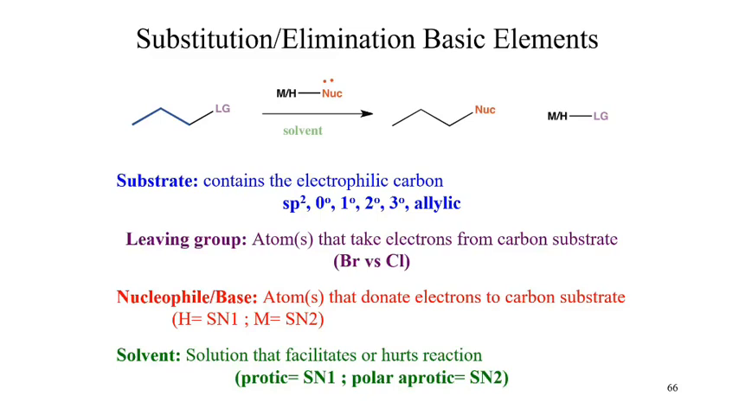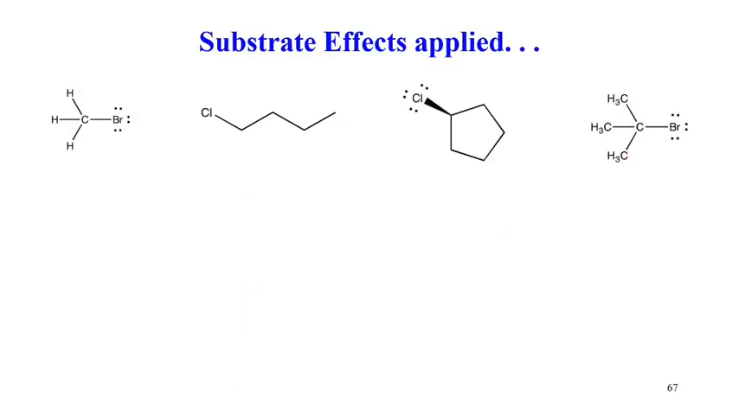So, here's our substitution and elimination, our basic components. What we're concerned about are the individual aspects behind these that would allow us to shift between one mechanism versus another. So, substrate effects. This is at least new. We want to look at a substrate and be able to decide which mechanism it should favor, or which process it should go for.